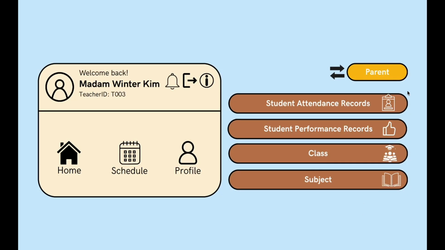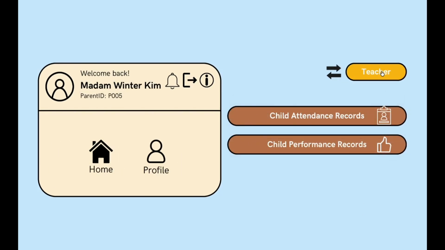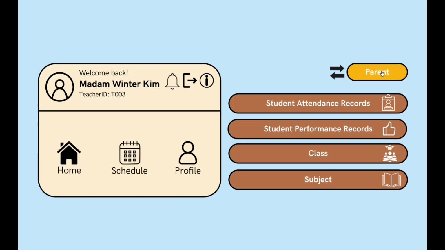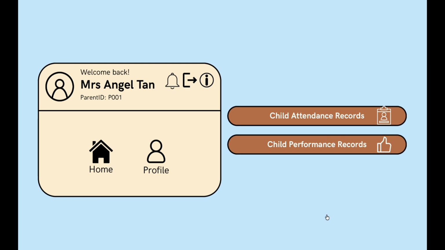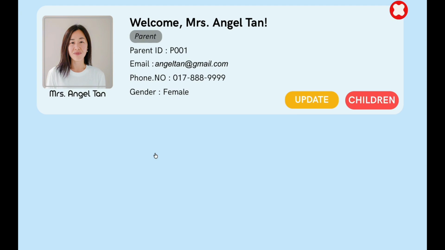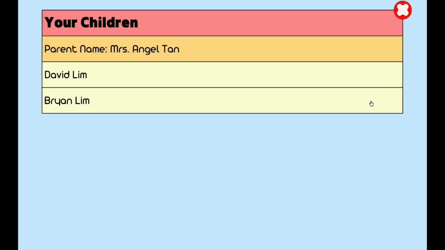For users who are both teacher and parents, the homepage provides a button to switch role between teacher and parents. Now, I am Miss Angel Tan, a parent with 2 children. From my profile, I can search for my children's names, which are David Lim and Brian Lim.